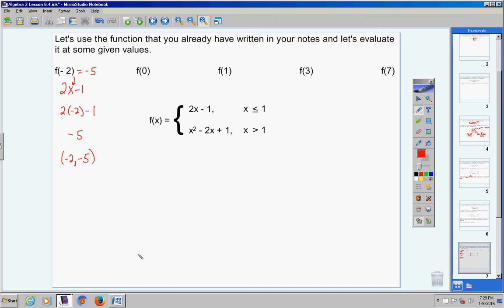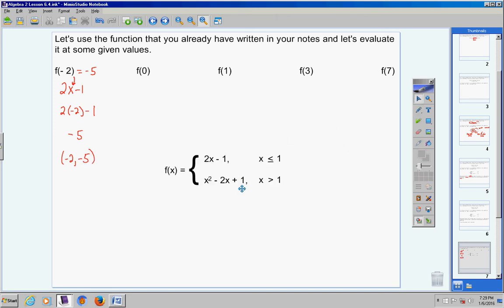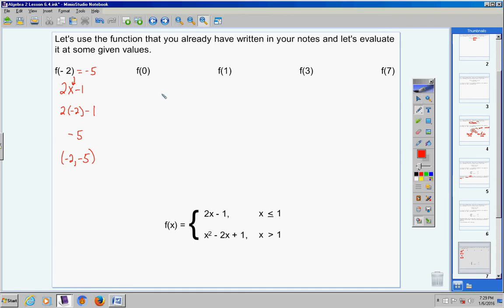Got it? Really simple, guys. Alright, let's try the next one. f of 0. Now you've got to decide which constraint f of 0 falls into. Does it fall into this one, x is less than 1? Is my x value 0 less than 1? Yes, it is. Does it fall into this constraint? No, it does not.